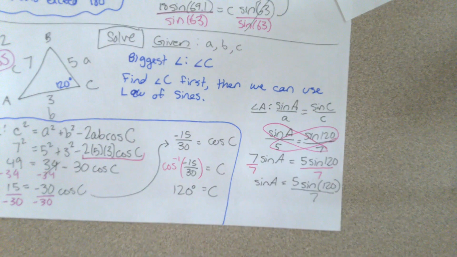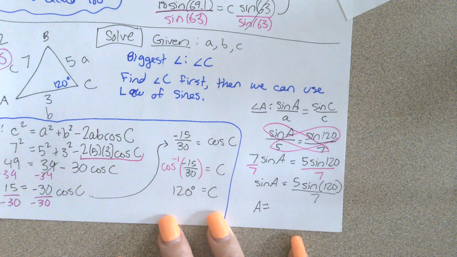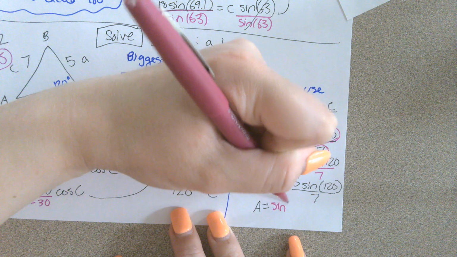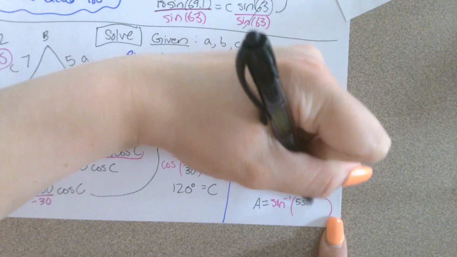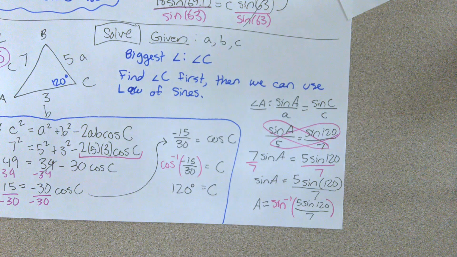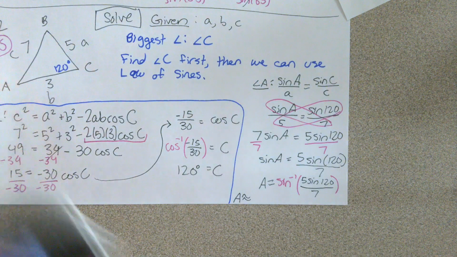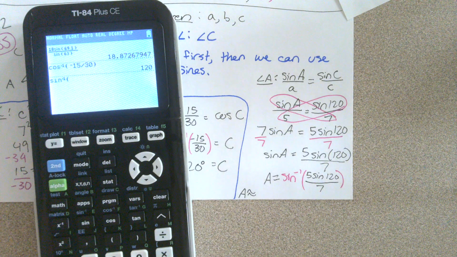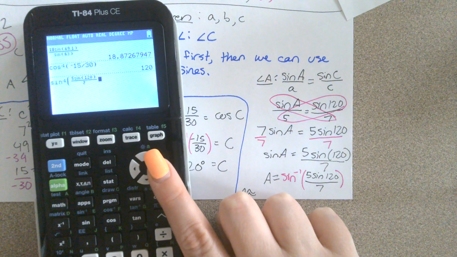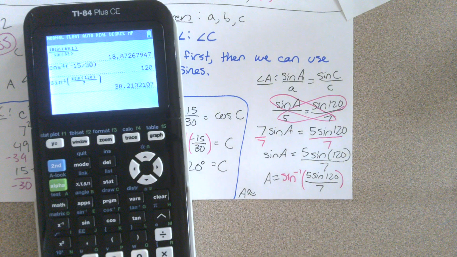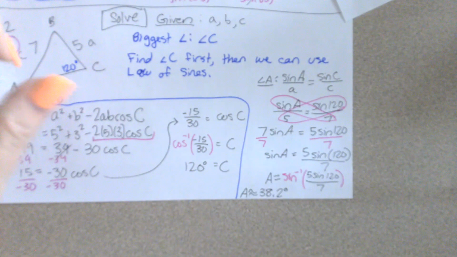Inverse sine on both sides. A equals inverse sine of that whole fraction, 5 sine of 120 over 7. And then our calculator will give us the answer. Inverse sine, 5 sine of 120 over 7, gives 38.2 degrees.